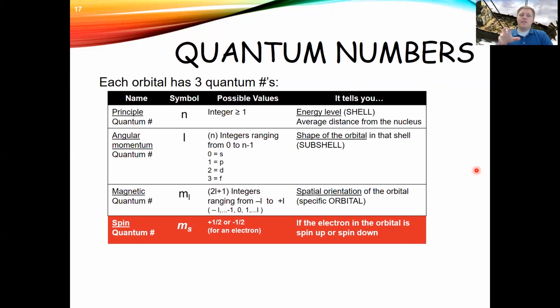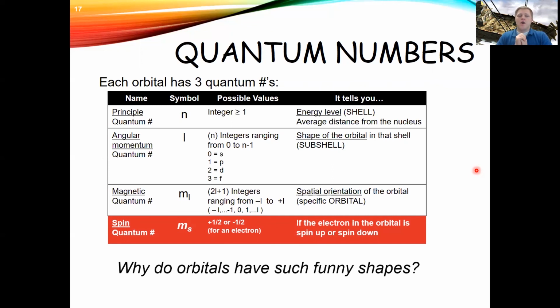All right, so that is quantum numbers. And then next time, we'll ask the question, why do orbitals have such funny shapes?